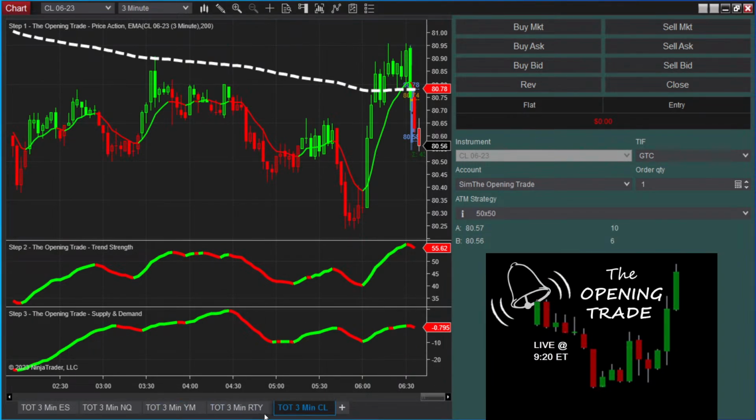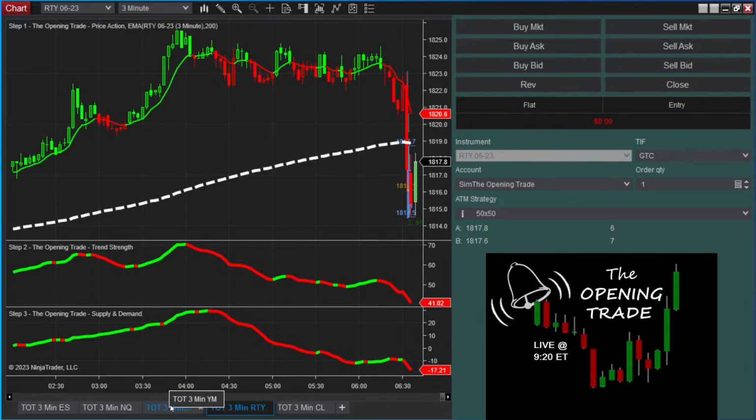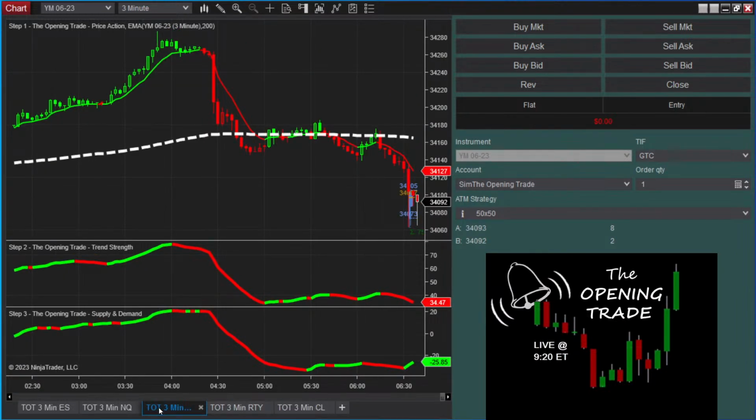The crude oil is still not giving an indicator to take a trade at this time. Russell didn't take its automated trade, and as well the three-step annual trading colors are not there for me to take a trade, and it's very close to the 200 period EMA.